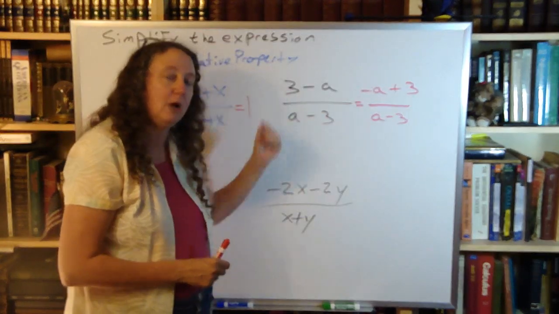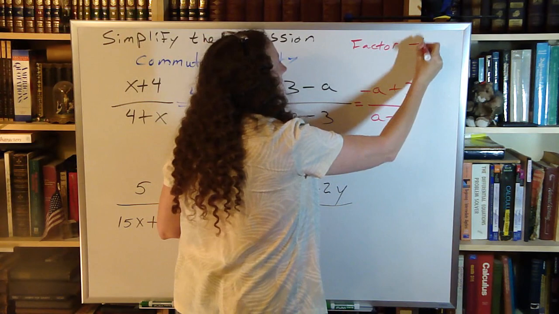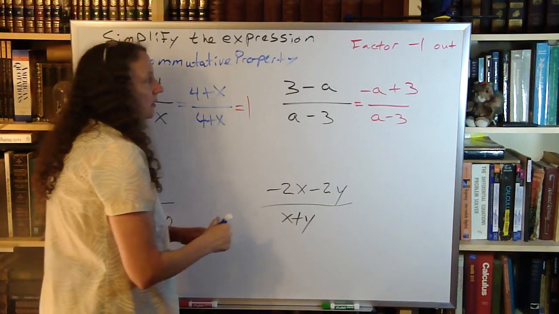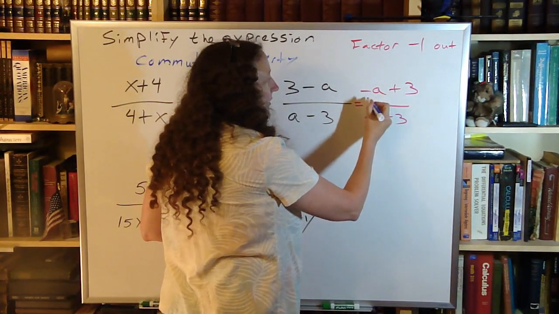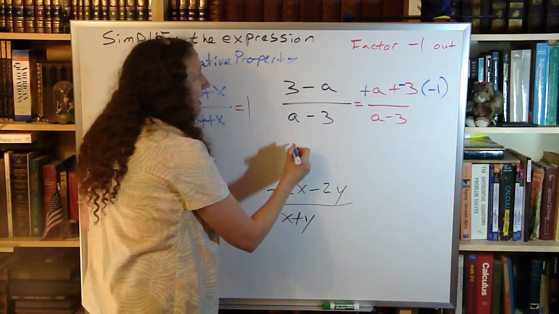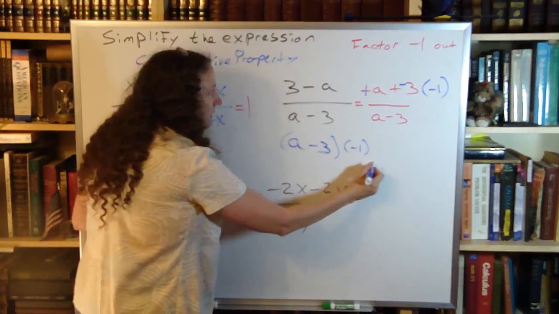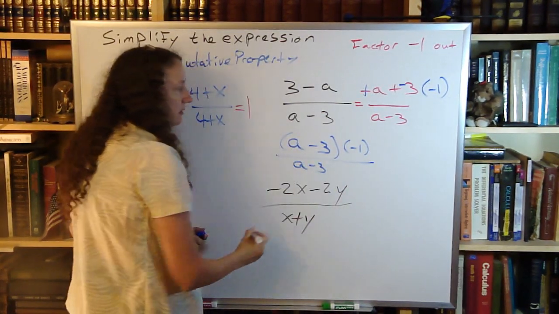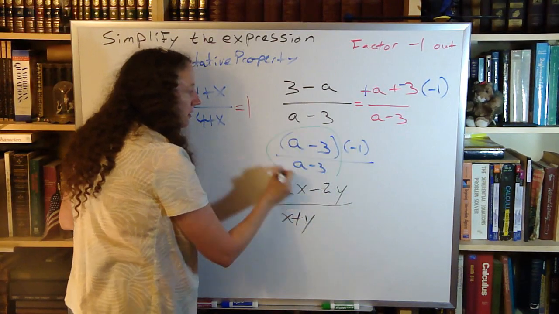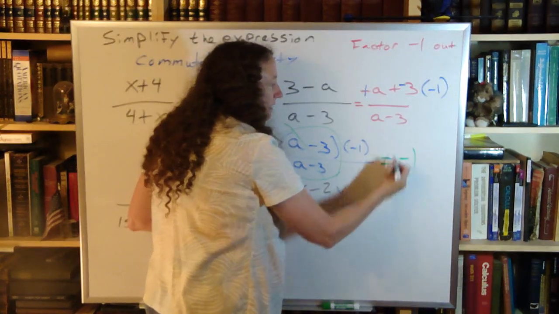I can factor out a negative 1. So if I factor a negative 1 out of this, that's going to be changing my signs. So now what I have is a minus 3 times negative 1 over a minus 3. So the a minus 3 here is on both top and bottom, so that cancels out. And I'm left with just negative 1.